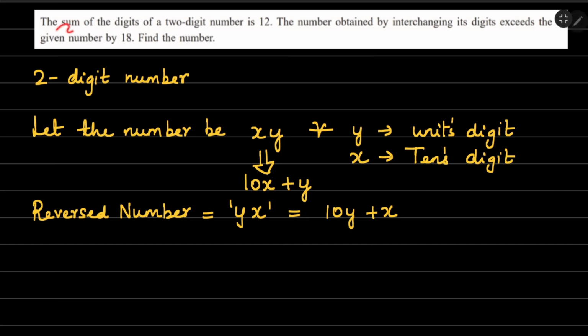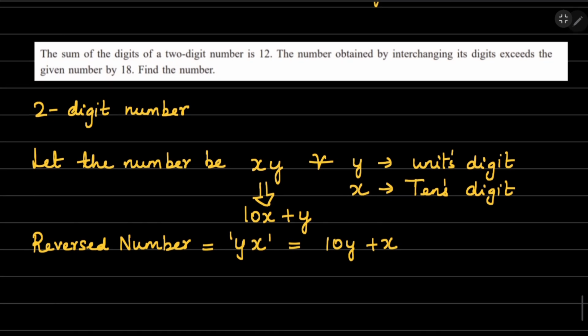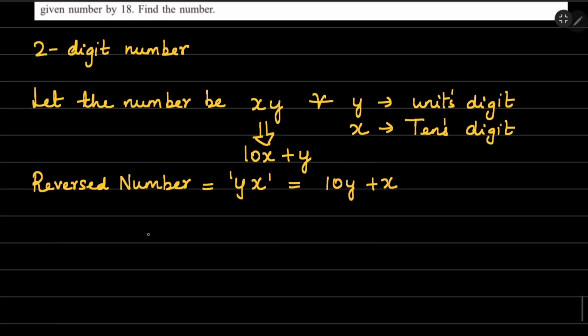Now what is the first statement? The sum of the digits of a two-digit number is 12. Very easy. The digits are x and y, and the sum of the digits of a two-digit number is 12. So x plus y equal to 12. This is your first equation.